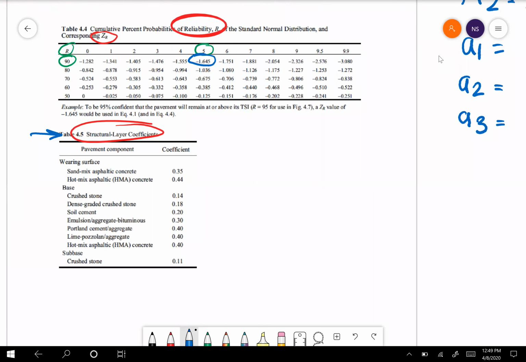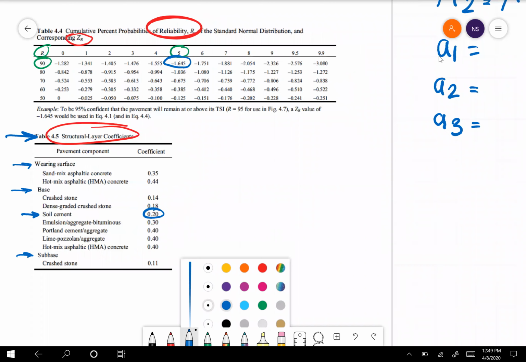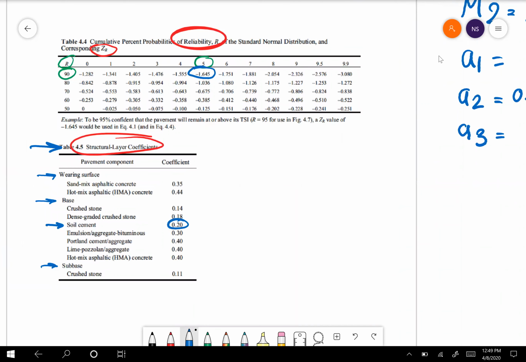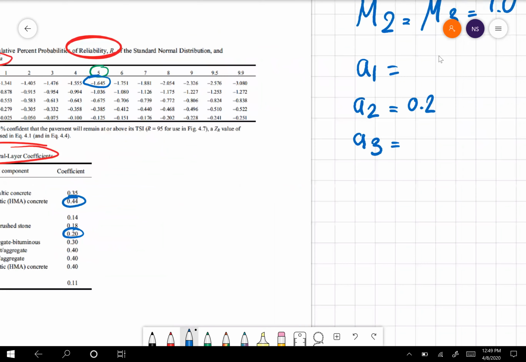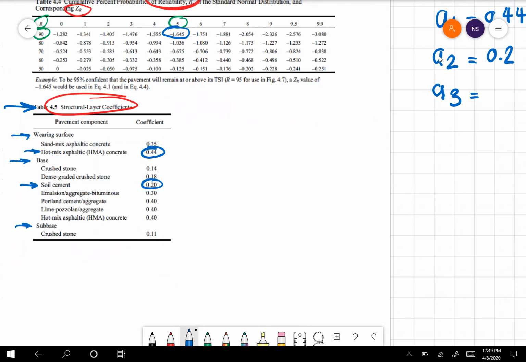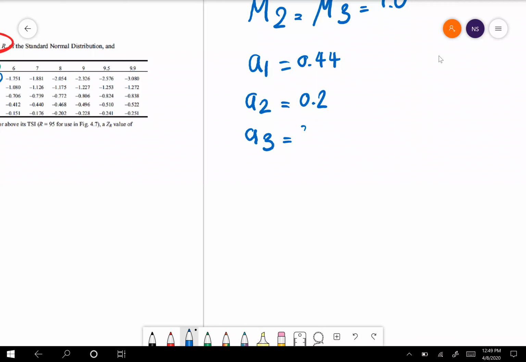And then for each type of layer, you see that we have the varying surface layer, the base layer, and the subbase layer. So for each layer in this problem, for the base, we had the soil cement. So A2 was 0.2, right, from the table. For the top surface, we had HMA, hot mix asphalt. So we have 0.45, that's A1. And then for the subbase, we have only one option here, the crushed stone, which was 0.11, right?